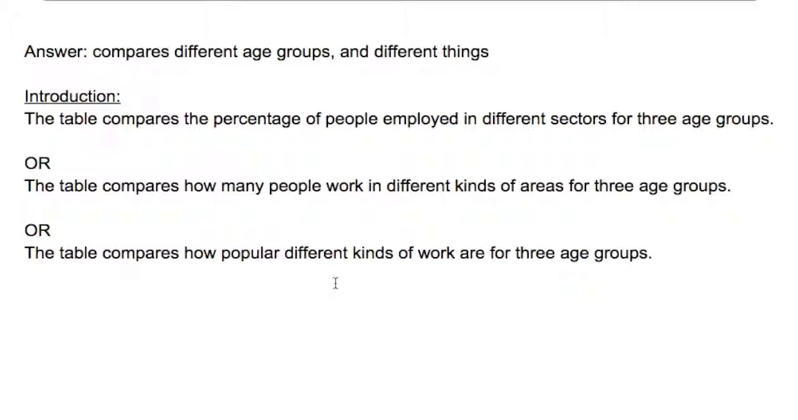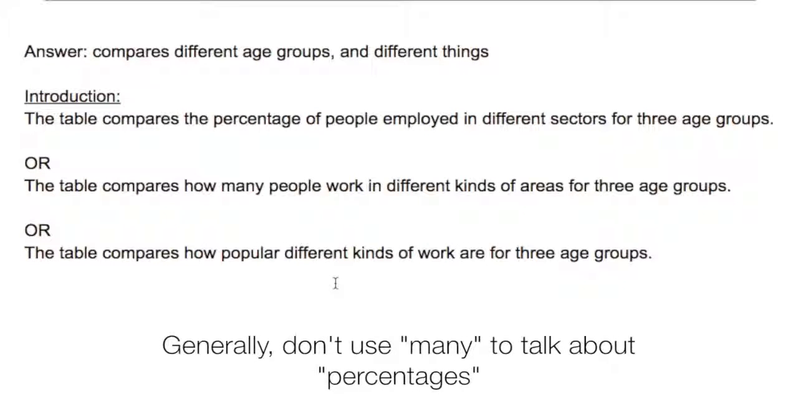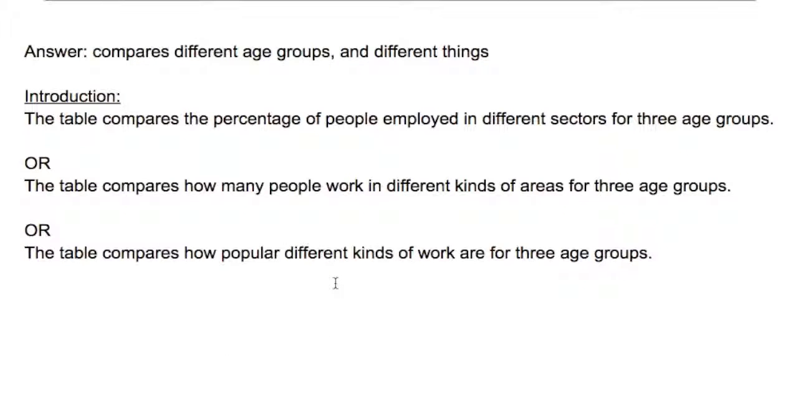The table compares how many people work in different kinds of areas for 3 age groups. This is not quite as good because many is not the same as percentage, and these are clearly percentages. So it may not be the best option. This might be better. How popular? That's similar to saying how many or what percentage, and it's a little bit shorter as well. There's no one way. Always remember that. But simple is good. Okay, let's look at one last one.